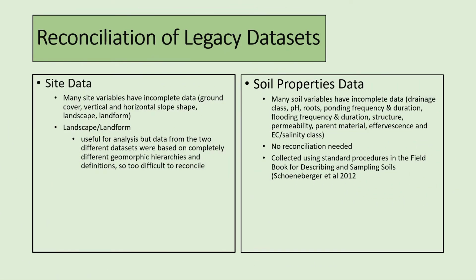Many of the site variables have incomplete data, some of which were easy to reconcile and some of which weren't. The most difficult site variables to reconcile that we thought would be important for analysis were landscape and landform. They were based on different hierarchies and definitions for each data set, and they ultimately were not reconcilable. The soil properties data were the easiest to reconcile because all the data had been collected using standard procedures in the field book for describing and sampling soils. Unfortunately, many of the soil variables have very incomplete data, but we're doing our best to work with what we have.